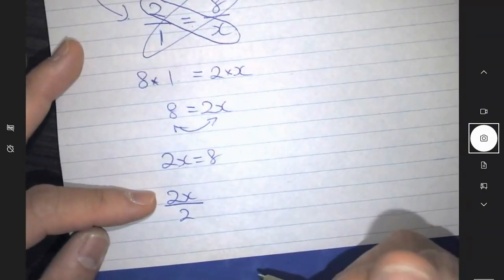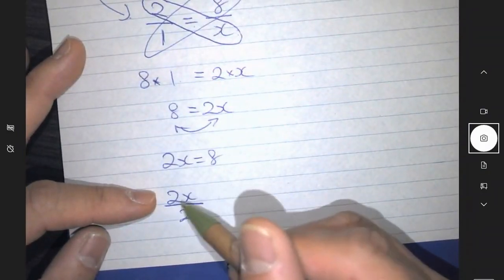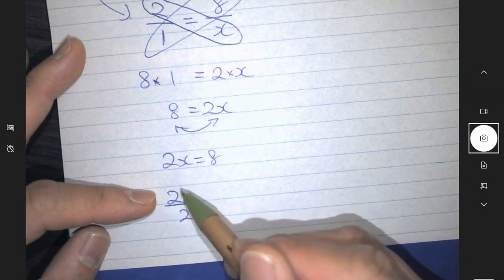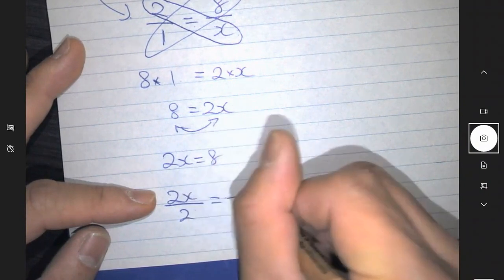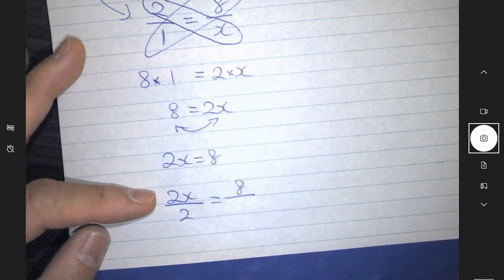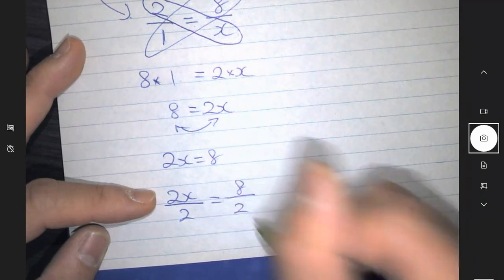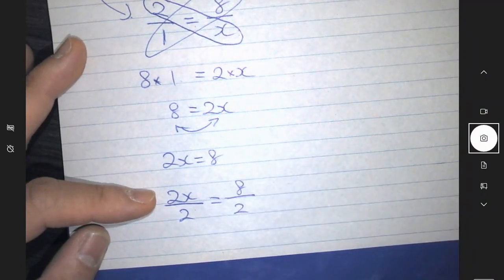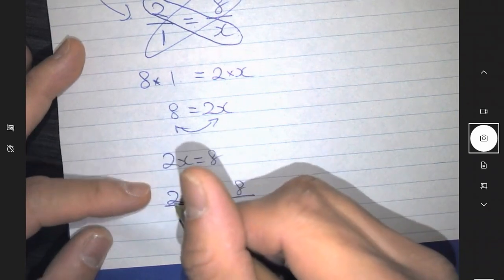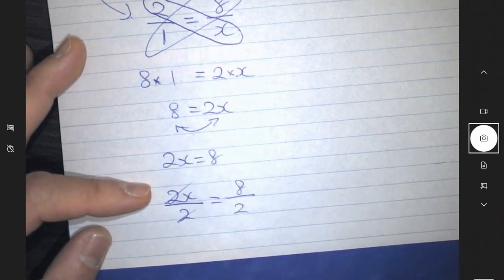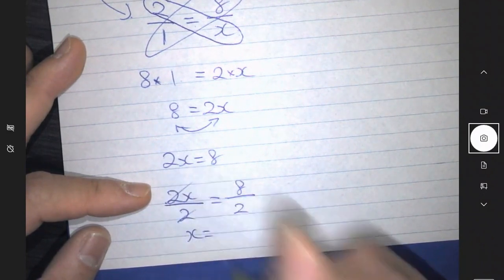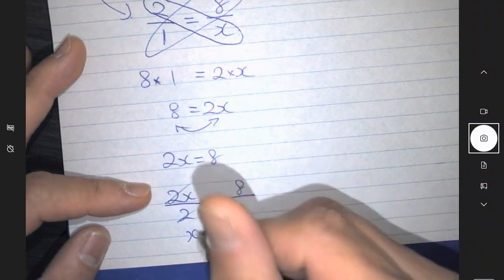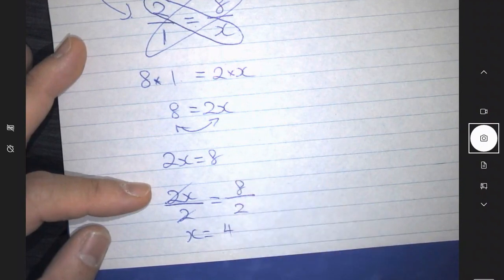Divided by 2. And whatever you do on one side of the equal sign, you must also do on the other side of the equal sign. So 8 also divided by 2. Okay. So 2 divided by 2 will give you 1. So you have x. 8 divided by 2, that will give you 4. Right?